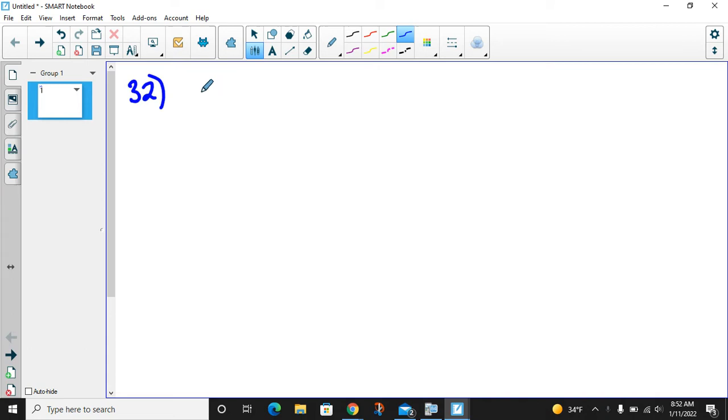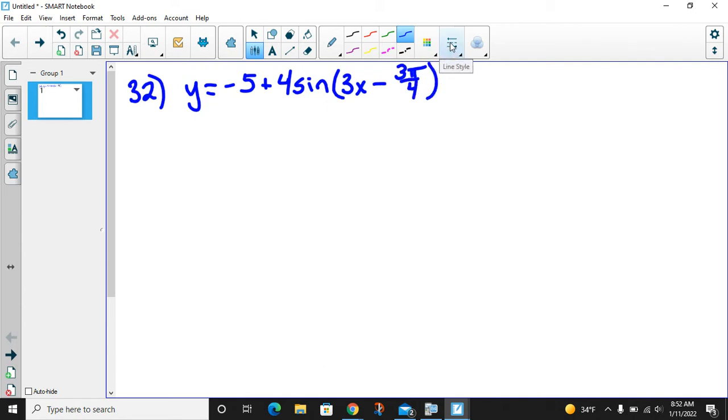It says to sketch the graph of y is equal to -5 plus 4 times the sine. It actually has a 3 out in front of this parentheses, but I'm just going to go ahead and distribute it to make it look a little bit more like we're used to. So it ends up being 3x minus 3 pi over 4 in the argument.